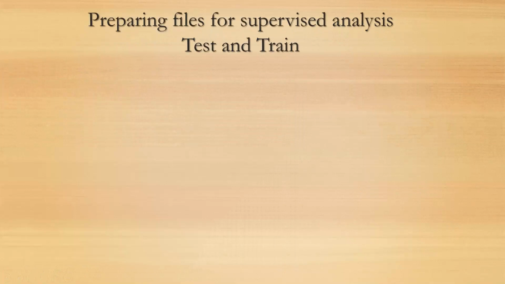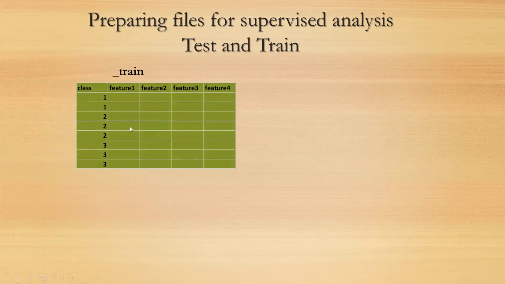Now, the important thing about supervised analysis is that it needs two types of tables. From our initial standardized expression table, we need to get a test table and a train table. Basically, this means that we need some number of samples that we can train and build the model on, and we will test this model on another, different table. So let me first show the train table. The train table looks something like this.